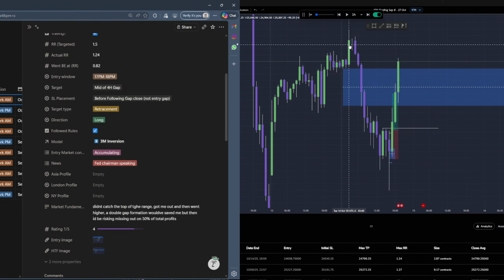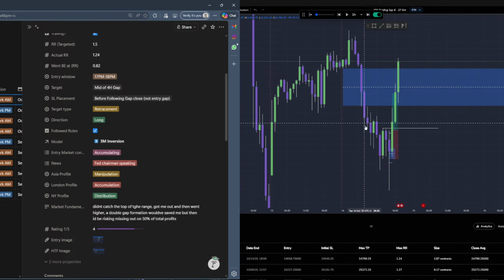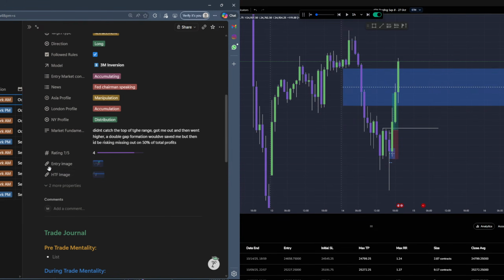And then we had Asia distributing lower, London manipulating, continuing lower, and then Asia manipulating lower, London accumulating a bit, and then distributing.